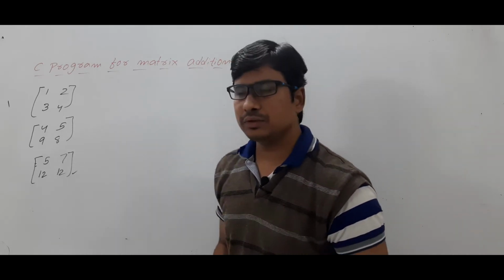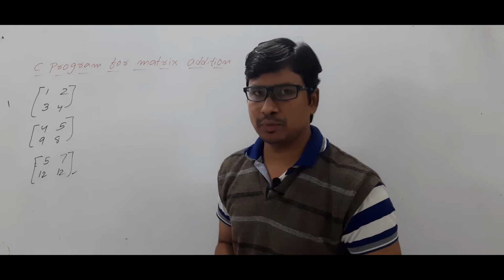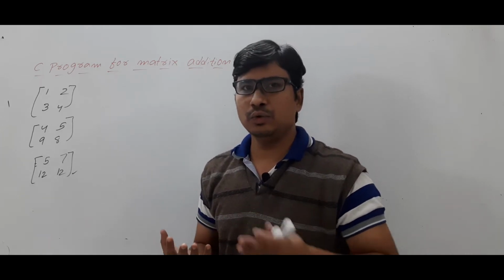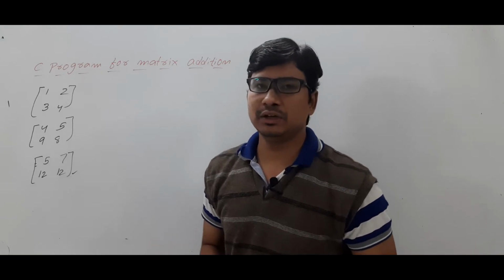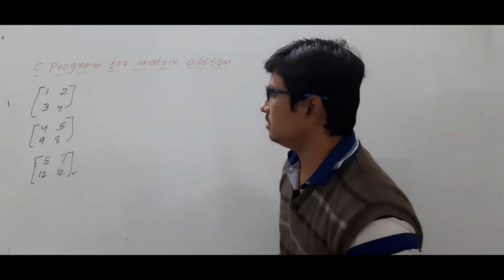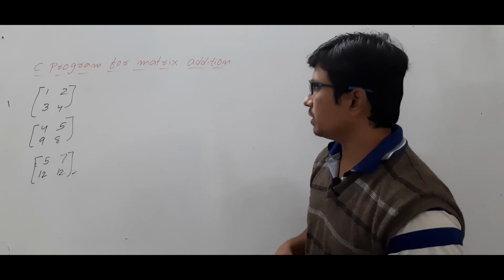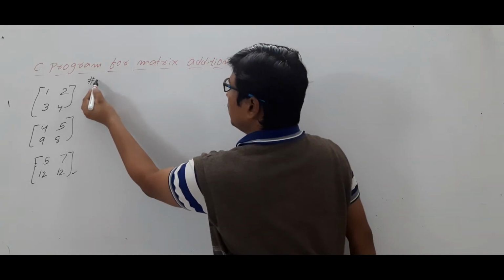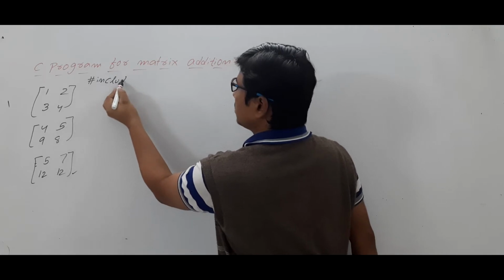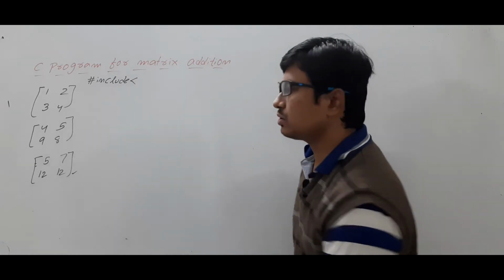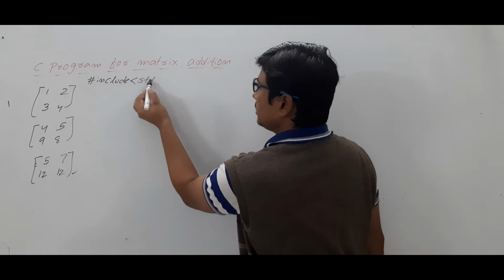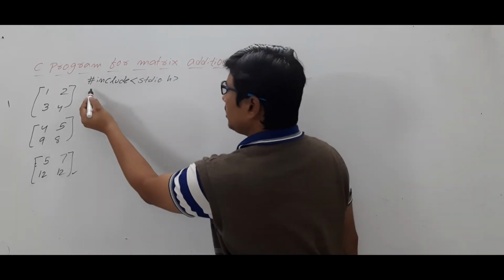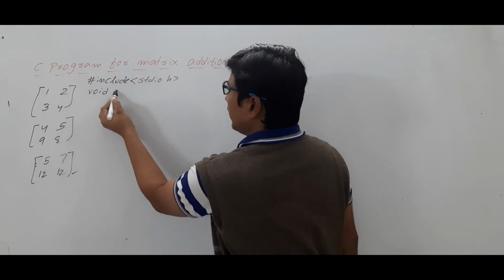Is it clear? I want to write this as a C program that will work for any two matrices and give you the sum as the result. Look at how to do it. I need to use the stdio.h header file, so #include standard input output header file. Then I will use void main.